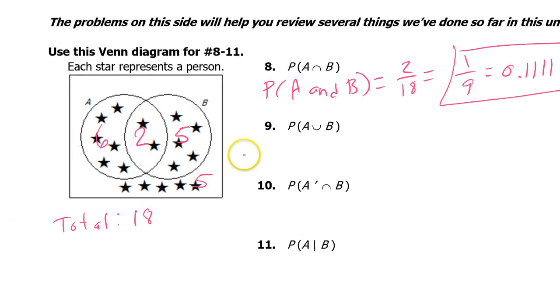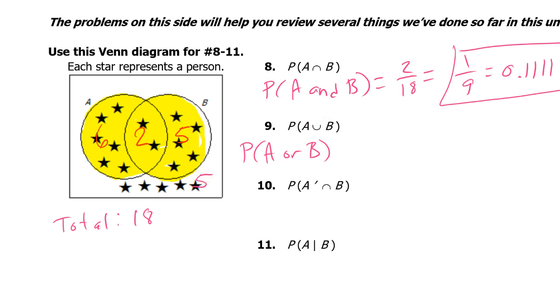Okay, so next we have the probability of A or B. This is a union. So if we do A or B, we're not talking about the overlapping part anymore. We're talking about everything. We're talking about all of A, all of B. So that would be what I just shaded. That's A or B.